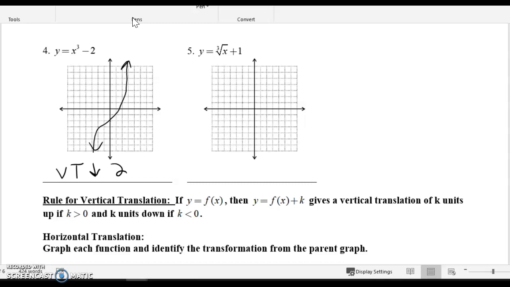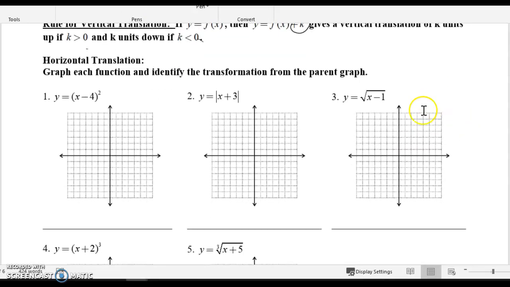And then this, it's a cubic function. It's going to move up 1, so it's going to look kind of like this. Normally it goes through here, so it's a vertical translation up 1. Now, the rule for vertical translation, this is a little confusing, but I have already interpreted it for you. If the number is on the outside, you go up if it's positive, you go down if it's negative. You do exactly what it tells you to do. Okay? Pretty cut and dry there.